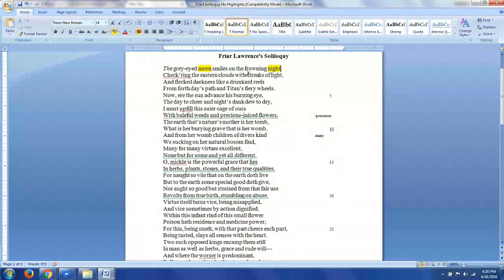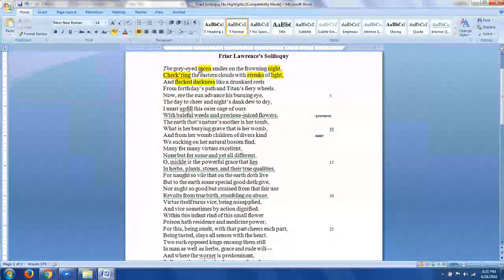Okay. We have streaks. Streaks are lines, right? And then flecked. Flecks are like dots. Okay. And then light and dark are opposites. And so we have all these contrasts, these antitheses in here. And then we have the word checkering, which is not a direct one, but it is still that whole motif of light and dark that we've talked about. So when it says checkering, it means that the clouds look like a checkerboard where there's darker squares and lighter squares.